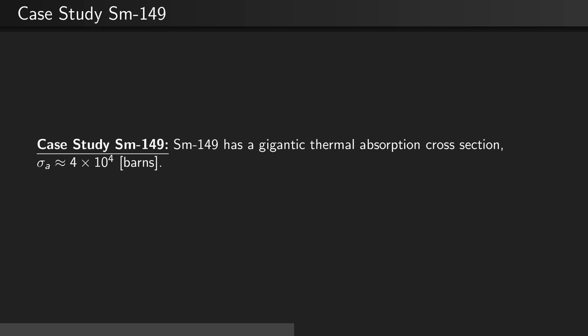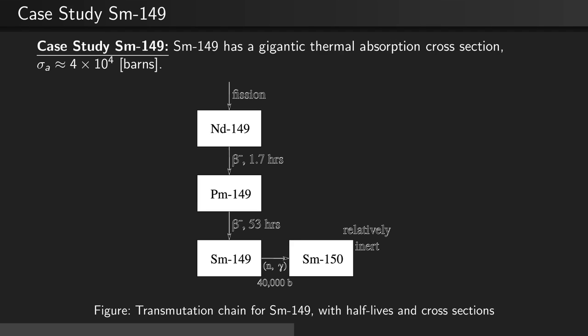Let's now look at a couple of case studies. For the first case study, we'll look at samarium-149. Samarium-149 has a huge thermal absorption cross-section, where sigma_a is approximately 4 times 10 to the 4 barns. Here we see the transmutation chain for samarium-149.